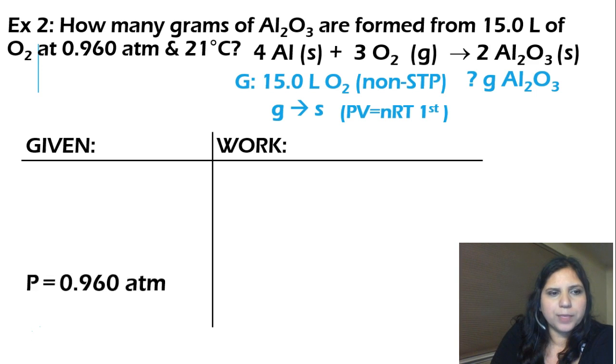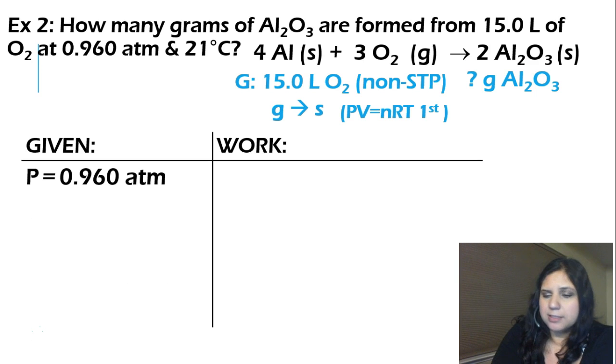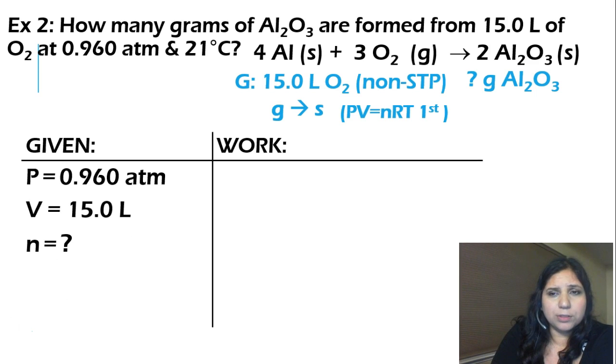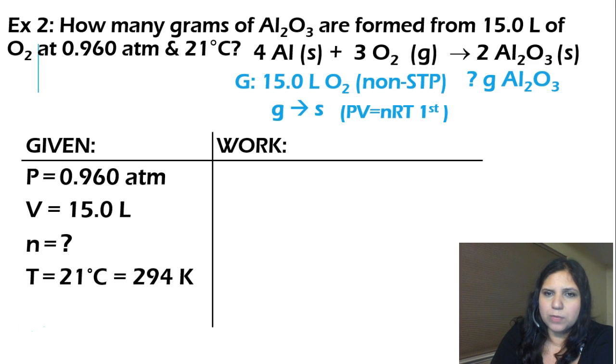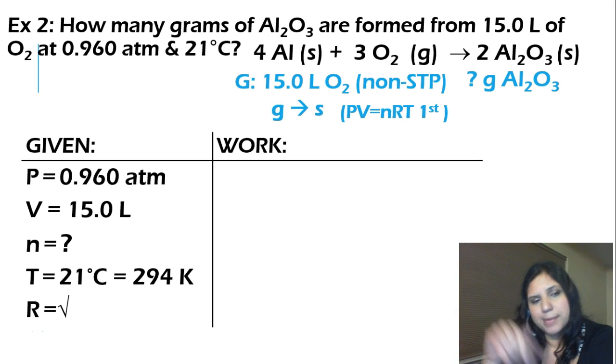So the pressure is 0.960 atmospheres. The volume is 15 liters. The number of moles are unknown. In fact, they're always unknown when you start with PV=nRT first. And then the temperature would be 21 degrees Celsius, which we would need to convert to Kelvin. And then R, got in my back pocket, it's a check mark.